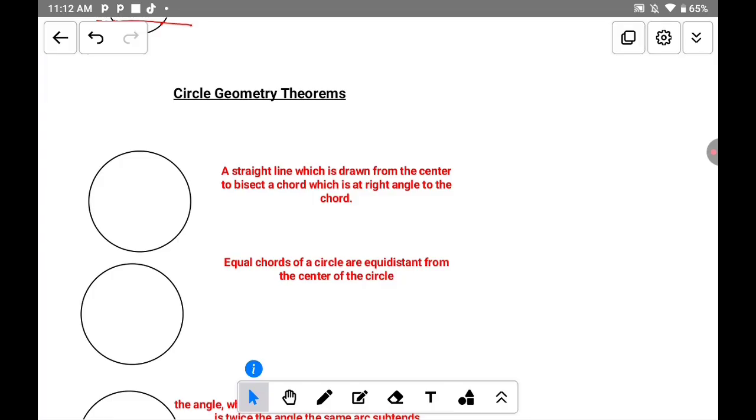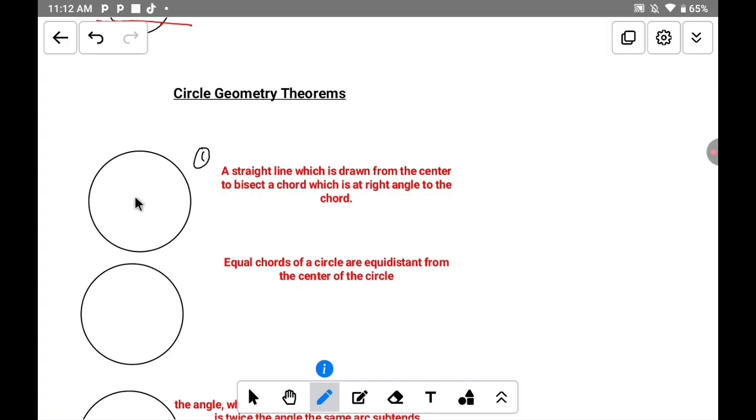Let's see what we have in the first theorems. We're going to be diving into the first theorem. So let me take my pen here. The first theorem states that a straight line which is drawn from the center of a circle to bisect a chord is at right angle to the chord.